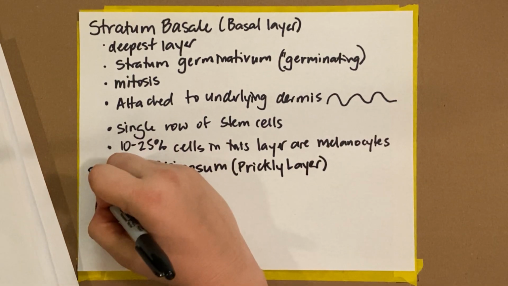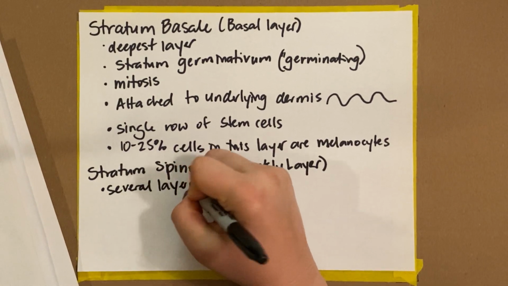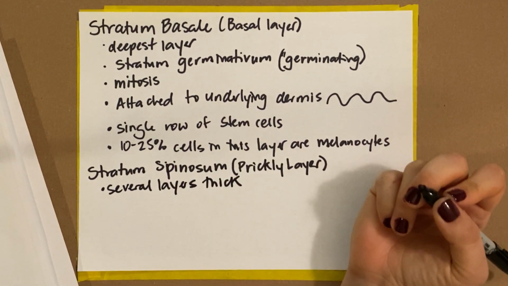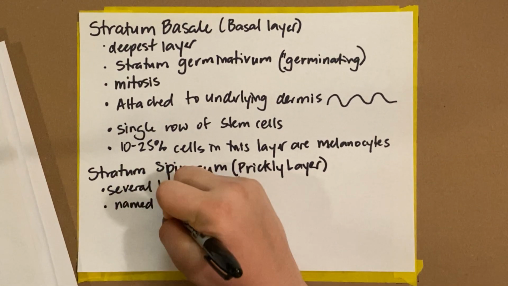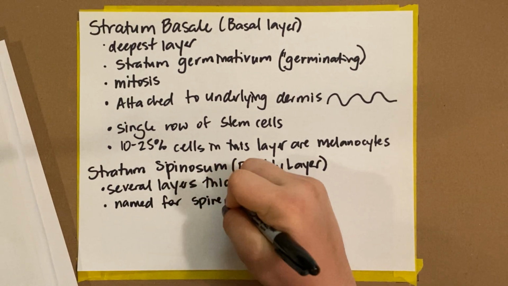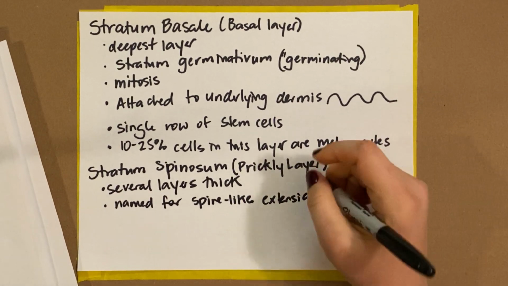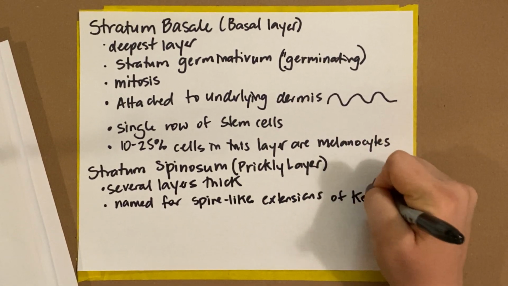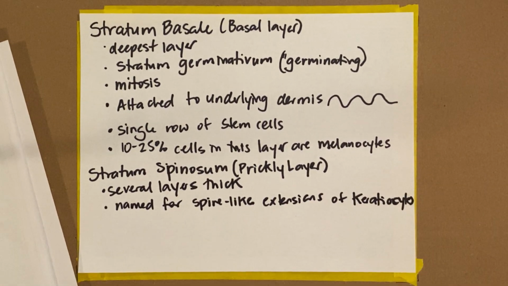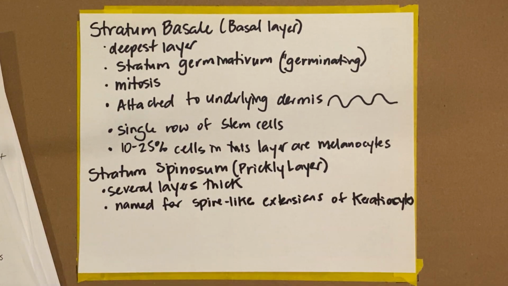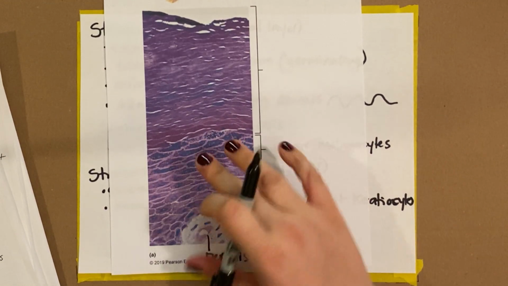This is several layers thick, and it is named for its spine-like extensions of the keratinocytes. Now, let me just show you what they look like. This is going to be this next layer right here, and I blew up some cells from this layer.